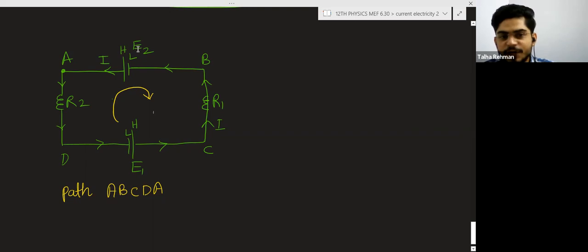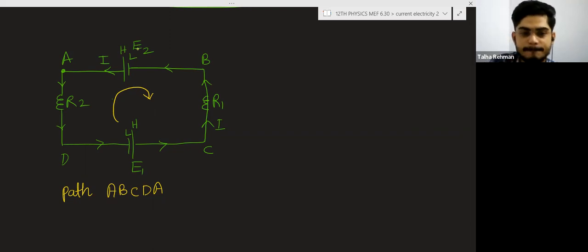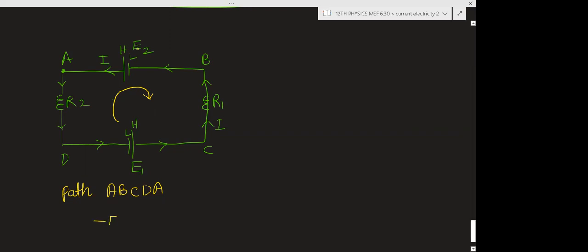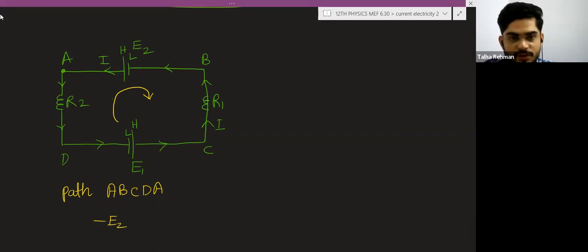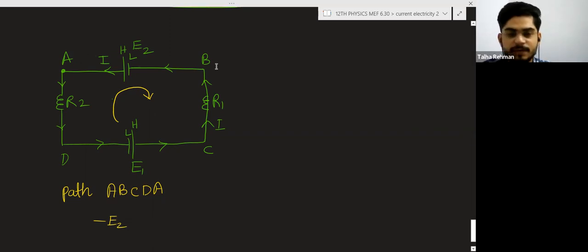Potential means E2 will be positive or negative, Matthew? E2 will be positive or negative? Negative. Very good. E2 you will take negative. And now from A to B, all things are completed. Now move from B to C.